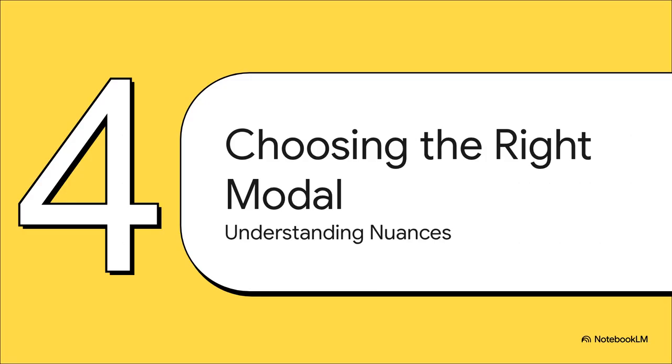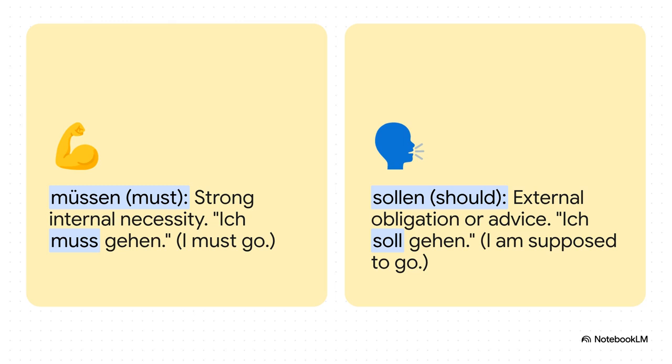Okay, so you know the grammar, the structure, the conjugation. Now let's get into the art of it. Choosing the right modal verb. Because a few of them seem pretty similar, but the subtle differences in meaning are super important if you want to sound like you know what you're talking about. So let's compare müssen and sollen. Müssen is that deep internal feeling. Ich muss gehen means I must go. It's coming from inside me. But sollen, that's usually coming from someone else. Ich soll gehen means I'm supposed to go. You know, maybe my mom told me I had to. It's a really useful distinction.